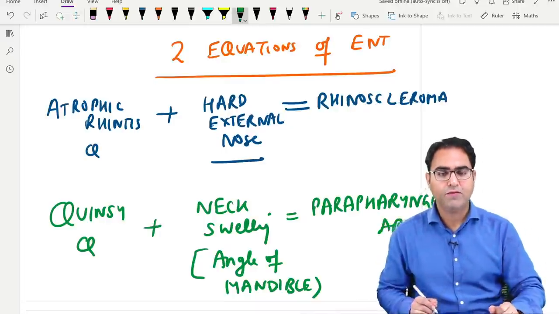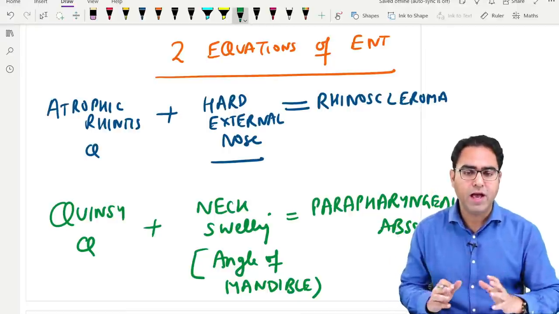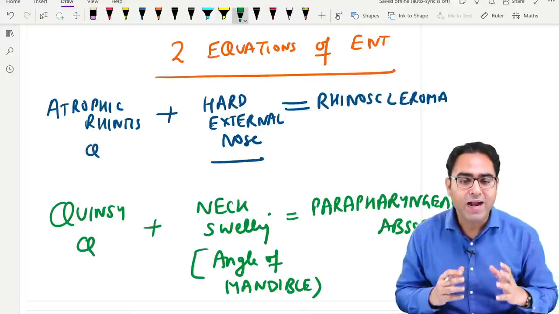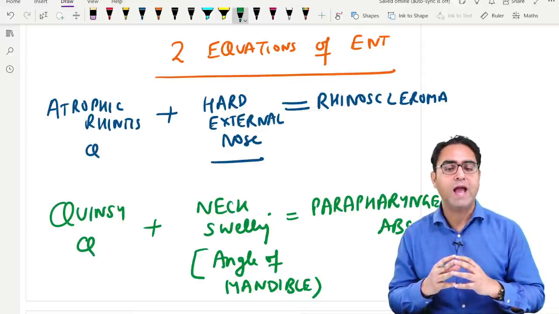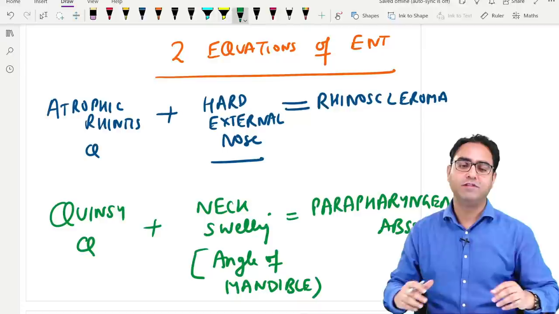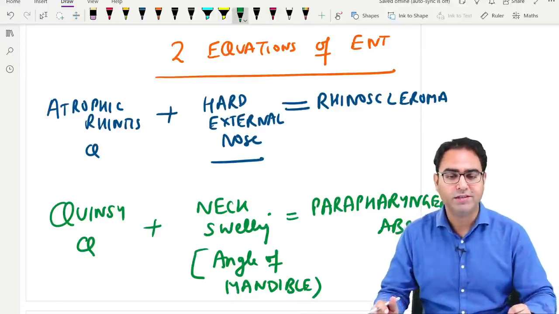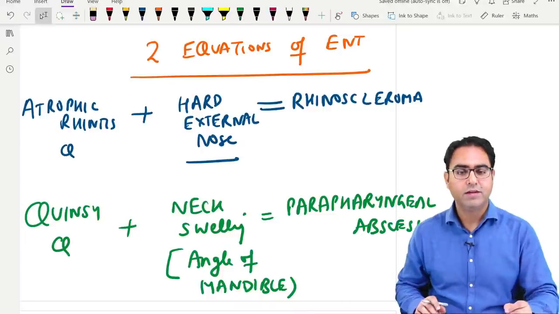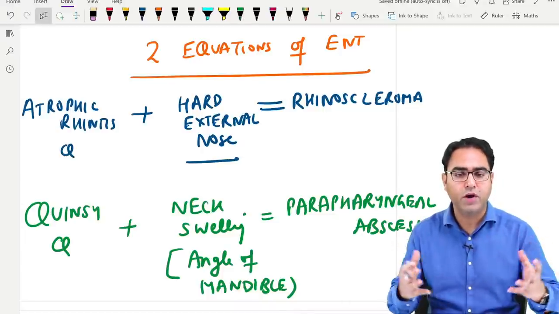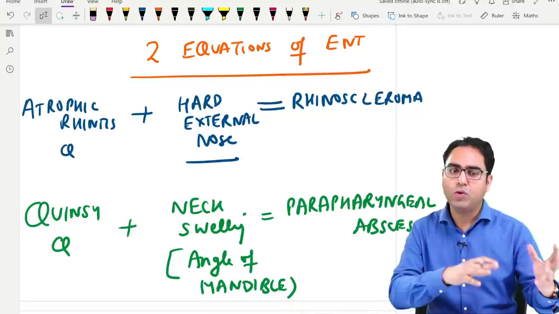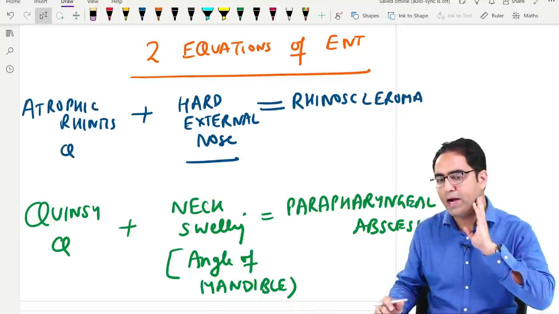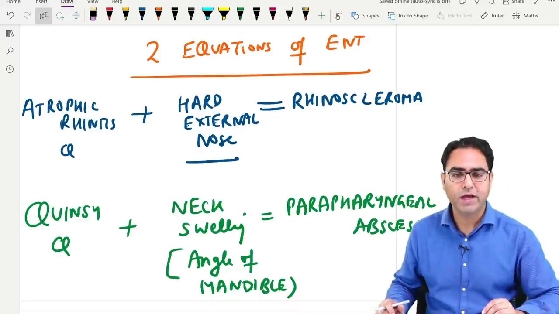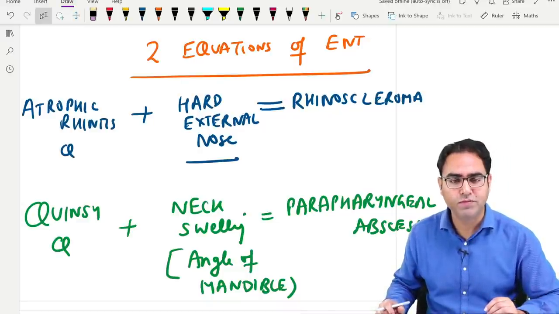Okay, fine, beta. So, two equations, never forget. Atrophic rhinitis plus hard external nose is equal to rhinoscleroma. And quinsy plus neck swelling close to the angle of mandible is parapharyngeal abscess, beta. Does it help you or not? Tell me, are these two equations helpful for you or not, beta? This is going to solve a lot of things for us. A quinsy-like question with neck swelling given close to the angle of mandible, I am going to mark the answer parapharyngeal abscess. Are these two equations making sense to you?